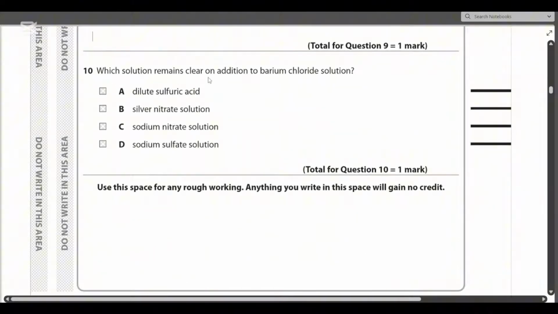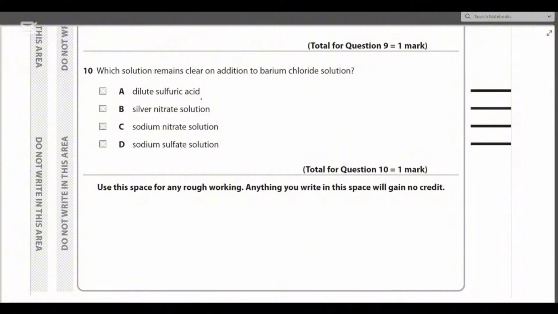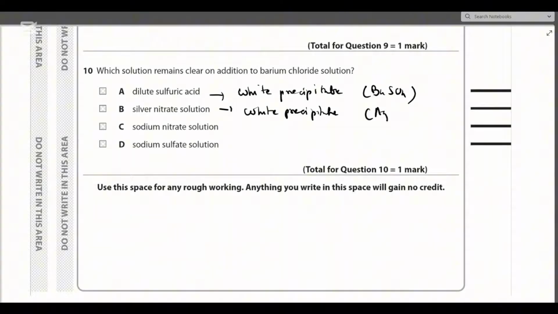Moving on, which solution remains clear on addition to barium chloride solution? Now this is a very nice question. When you add dilute sulfuric acid to barium chloride solution, a white precipitate is produced because of the formation of barium sulfate. So that's not correct. For B, when you add silver nitrate solution to barium chloride solution, again you get a white precipitate because of the formation of AgCl. Last, we have sodium nitrate and sodium sulfate.